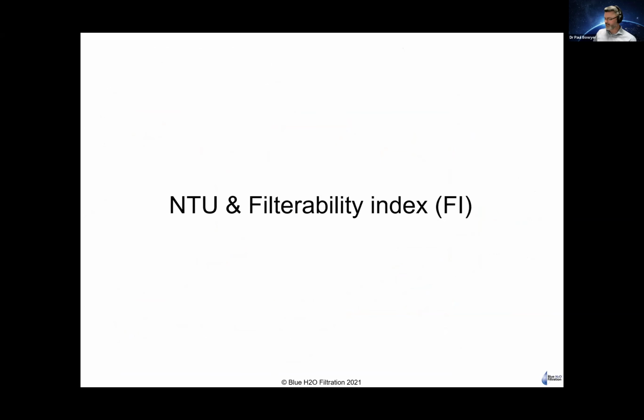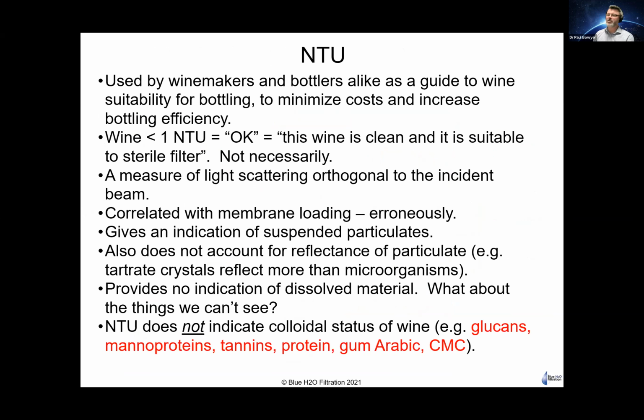Now, NTU and filterability index. Typically for filtration jobs, NTU is still used as the primary measure of the condition of a wine, the loading of particulate within that wine, what grade of filter should be used, and if it's going to be sterile filtered, you need it to be pretty clean or it'll block the filters straight away. So generally, everybody says, well, if it's less than 1 NTU, it's fine to go. That can be true in terms of the particle within the wine, but it doesn't really give you any indication of the non-particulate components within that wine that are not shown up through the measurement of NTU.